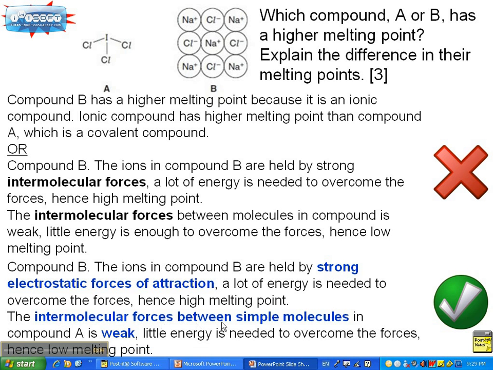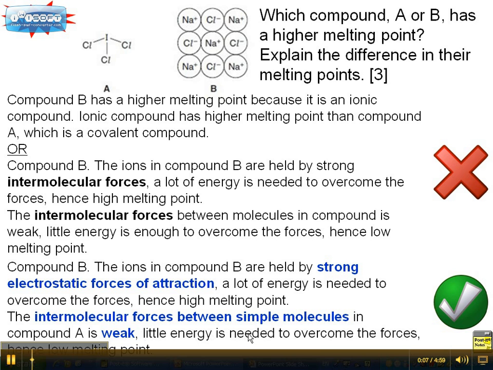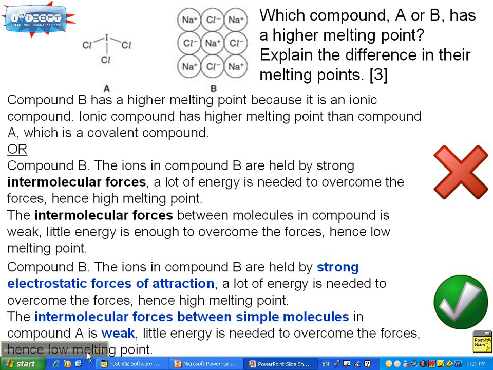The intermolecular forces between simple molecules in compound A is weak. Hence, little energy is needed to overcome the forces, and hence lower melting point. Okay, so when explaining the high melting point and low melting point, make sure you explain for ionic compound why does it have high melting point? Because of strong electrostatic forces of attraction. And then for simple molecule, low melting point, because of weak intermolecular forces.